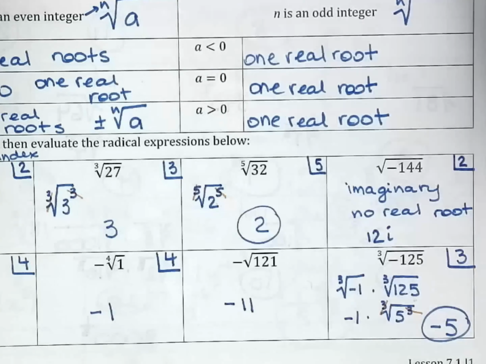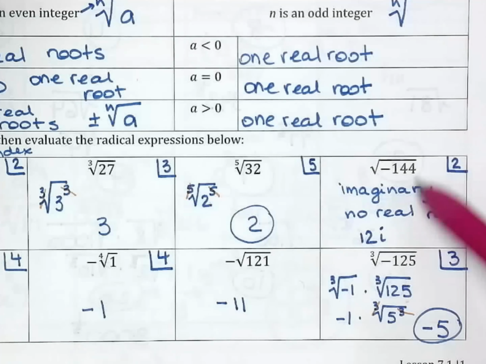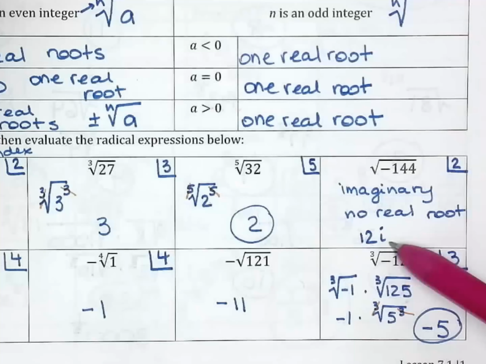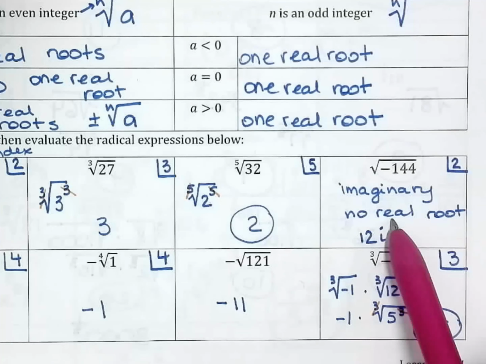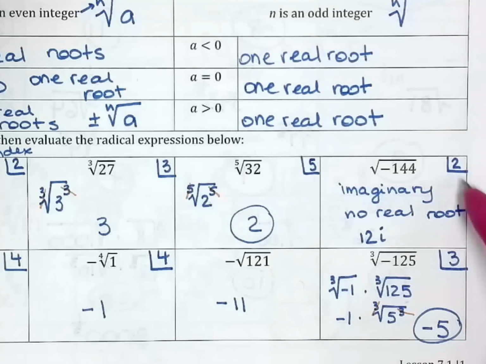Now, I cannot take the square root of a negative number. From the previous units, you know the square root of a negative number is going to be imaginary. So I don't have any real root because it's imaginary, because I'm taking the square root of a negative number. And 2 is the default for the index right there.